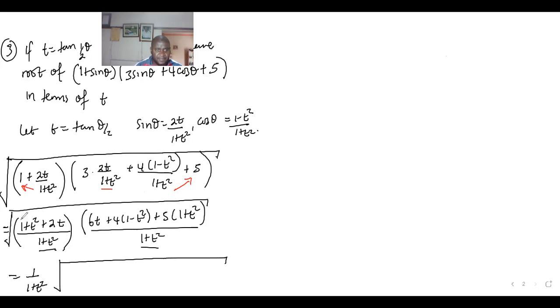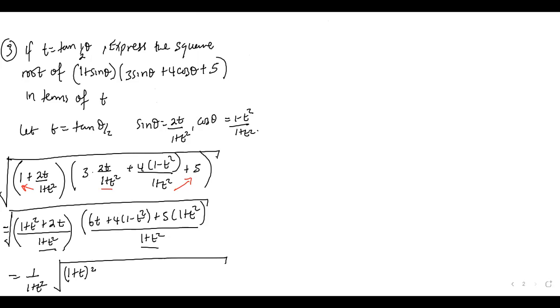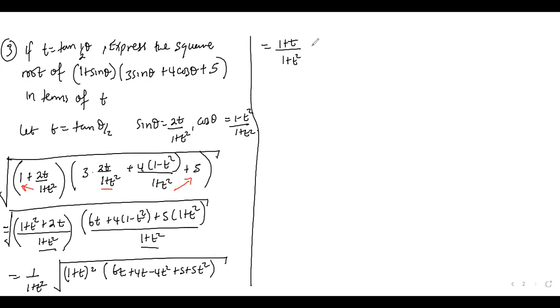Who can give me this first term? 1 plus t squared plus 2t comes from what expansion? 1 plus t, bracket squared. Then open brackets here. You will have 6t plus 4 minus 4t squared plus 5 plus 5t squared, close brackets. This is going to give us 1 over 1 plus t squared under the root.